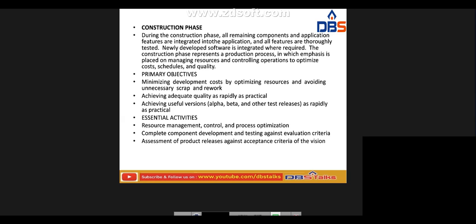So inception is the idea, elaboration is the architecture, and then we go for the construction. We have to integrate all the components we have implemented. All these components will be integrated and we have to test them. If required, we have to test the particular components. Also we have to integrate them where possible, where they are available. In that way, we have to integrate all the components. Okay.